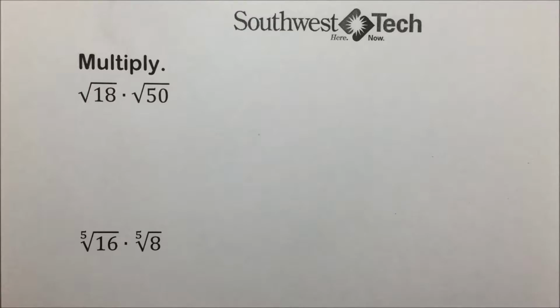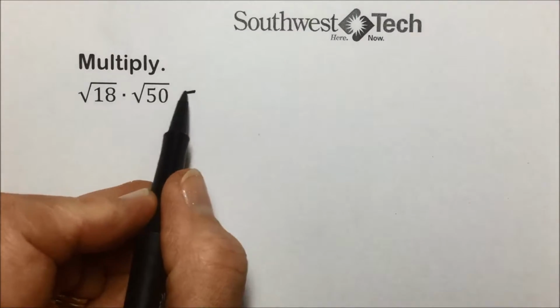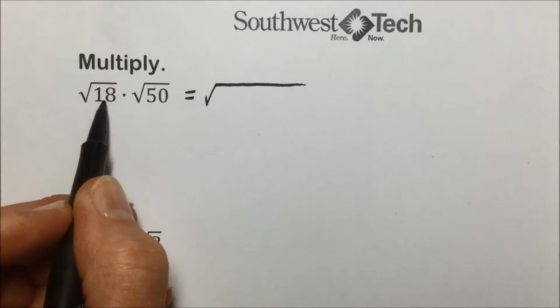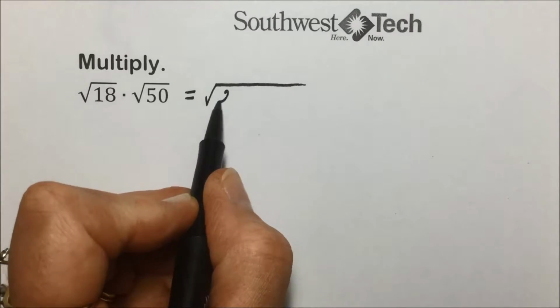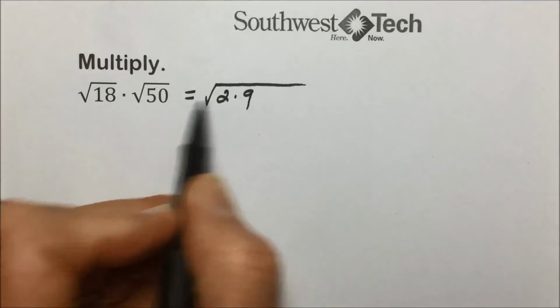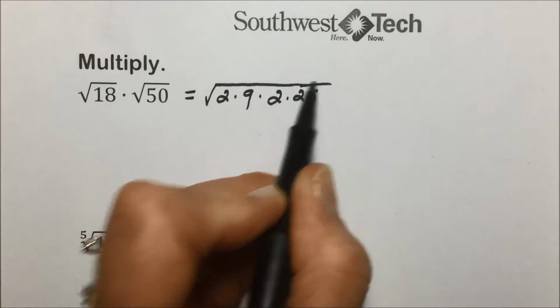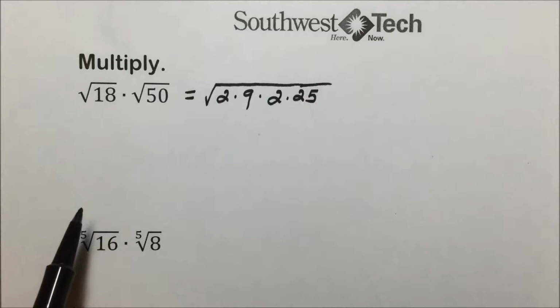In this first example, they're asking us to take the square root of 18 times the square root of 50. They both have the same index, so we'll combine them underneath the radical. But instead of multiplying them into a larger number, I'm going to break it down. 18 is 2 times 9. 50 is 2 times 25. And I have method in my madness for breaking them down this way.